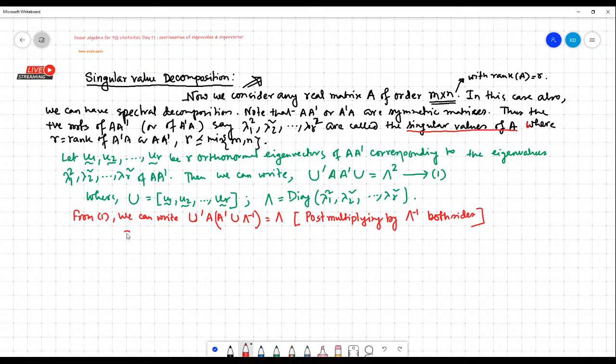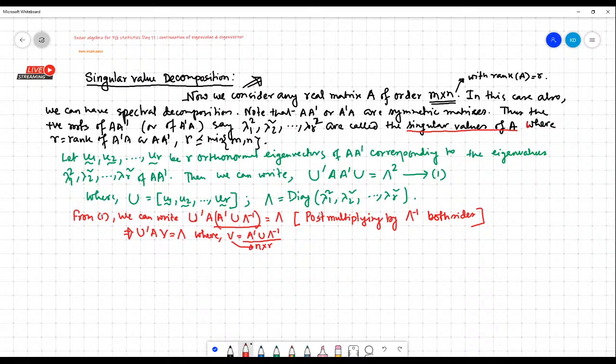Then this gives U prime A V, I denote this matrix by V, equal to capital lambda, where V equals A prime U capital lambda inverse, and the order of V is n cross r.